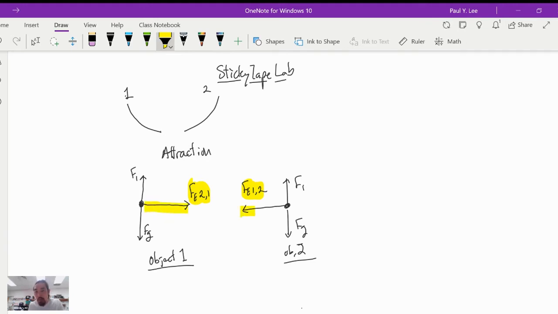That's Newton's third law. This is another way to make sure we never forget that these are equal and opposite pairs of forces. They have the same magnitude. So that's what attraction looks like.